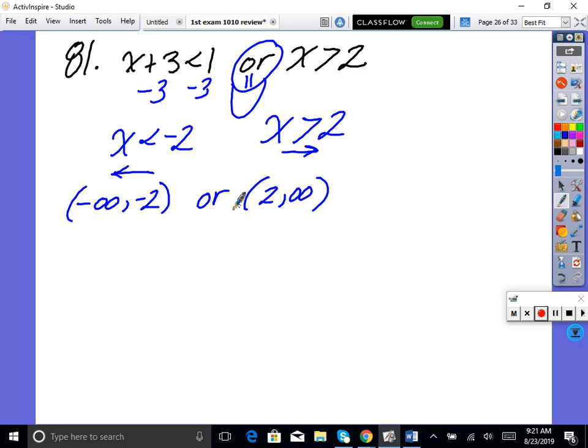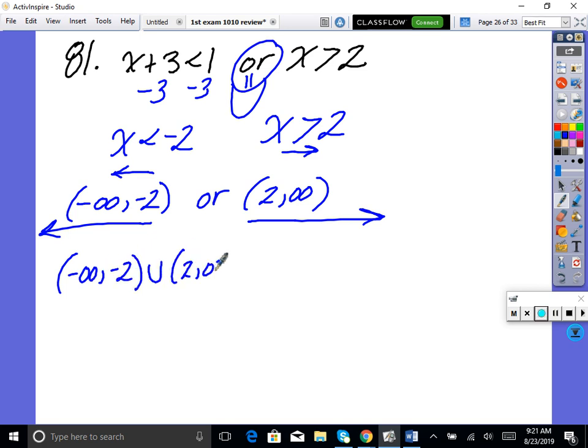So notice there's no overlap here. There's a gap of numbers that aren't in our solution set, but everything from here over and here over is in our solution set, because or is joining them. So we'd say negative infinity up to negative 2 united with 2 to infinity. There's your interval notation. Now remember, the or ones can stay separate, so we have x values less than negative 2, or x values greater than 2.